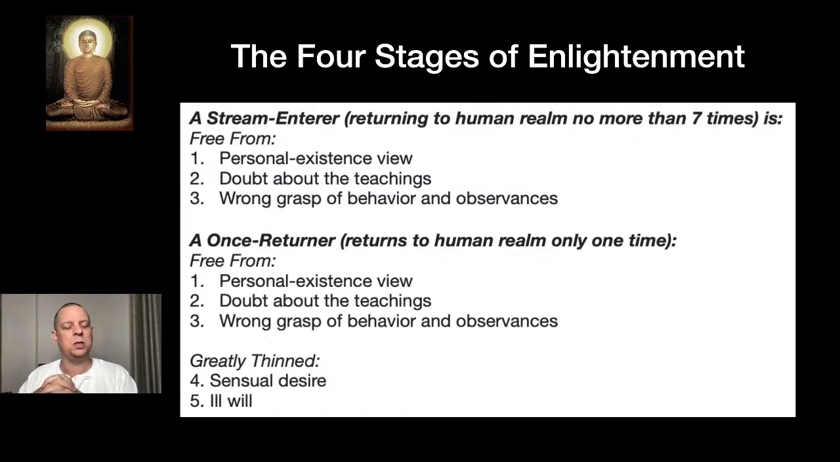And a once returner, having gotten to this stage of enlightenment, would come back to the human realm just one more time because they have some residual craving and clinging that they need to eliminate from the mind in order to get to full enlightenment. So if somebody attains the once returner in this life and they die, they're going to come back to the human realm one more time, and in that existence, they're going to attain enlightenment.